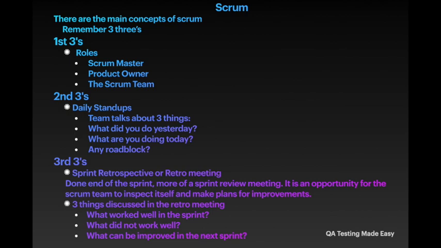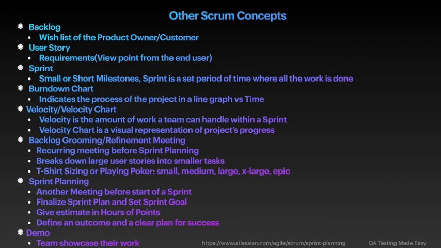Other Scrum concepts. Backlog. Backlog is a wish list, as I explained before. The features the product owner or the business owner wants in their application or software. User story. User stories are requirements. Viewpoint from the end user, meaning the login page, right? What do you want in the login page? And there will be a detailed description of it.